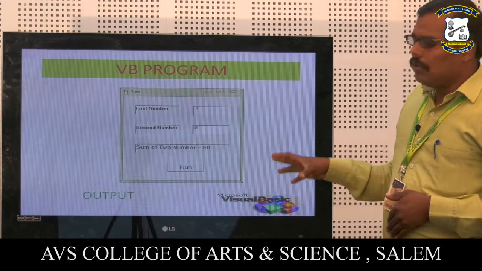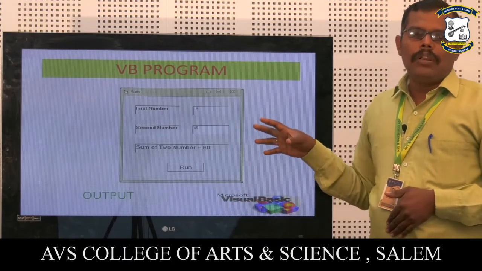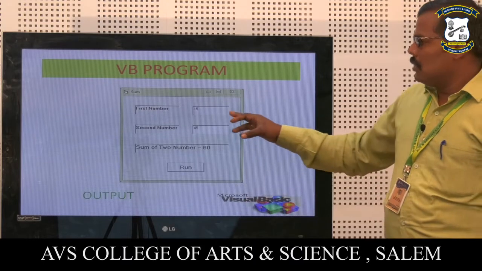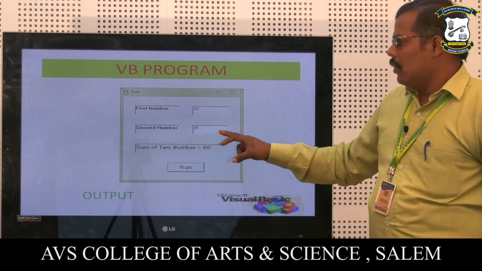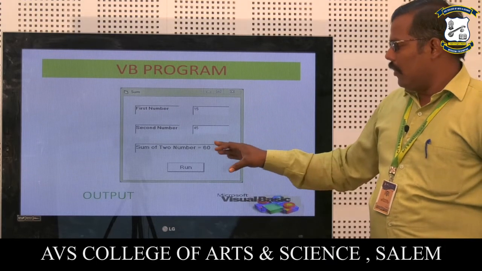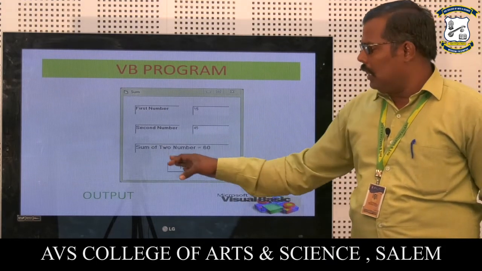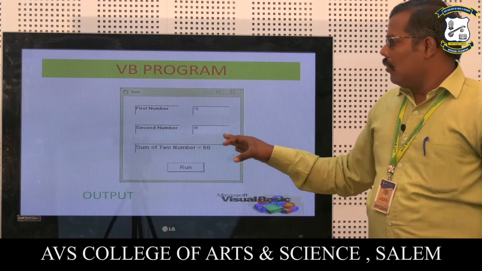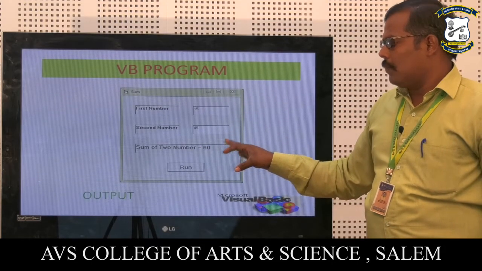So this is the output. While executing the program, it will give output like this. This is the first number we entered as 15, and the second number 45, and finally in Label3 it gives the output: 45 plus 15 equals 60.